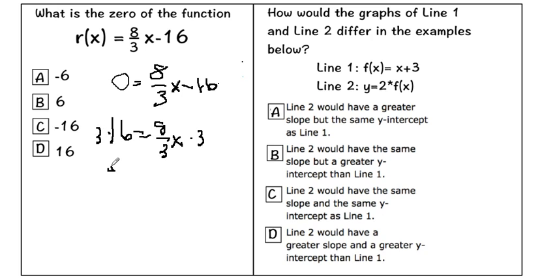16 times 3 is 48. That's going to equal 8x. And lastly, divide both sides by 8. 48 divided by 8 is 6. You get x equals 6. That's showing it algebraically.